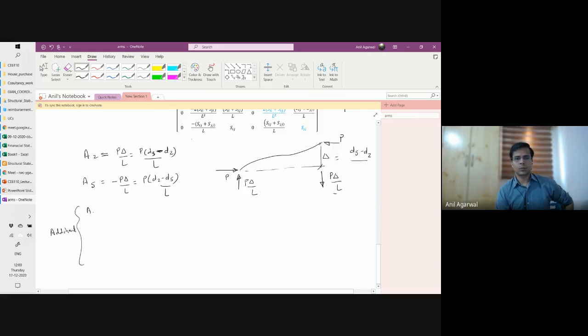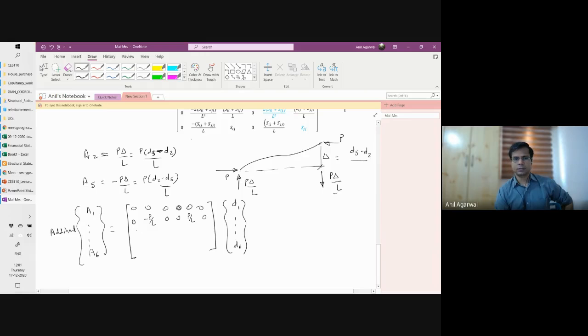this additional A1 to A6 will be equal to, A1 is not affected. So A1 is equal to this, and there are 6 terms here. Right? So A1 is not affected, so it will be all zeros. A2 is affected because of D5 and D2, right? So minus P D2 by L. So minus P by L. And then the fifth term, that is P by L. Okay. The rest of it will be 0.